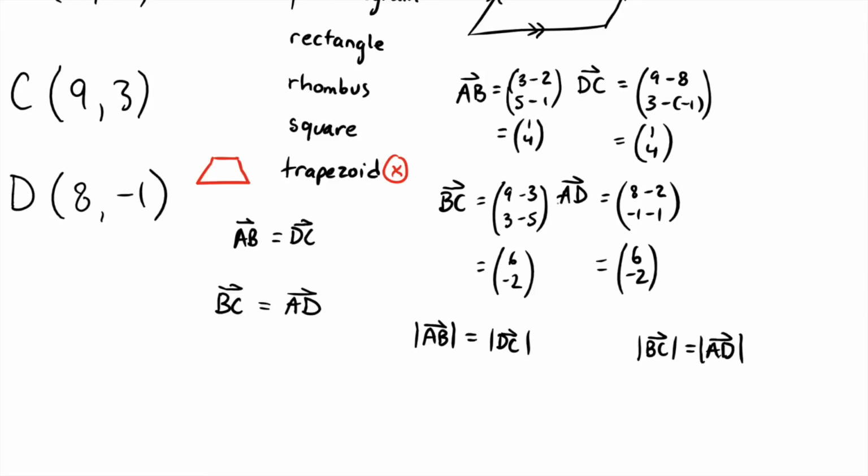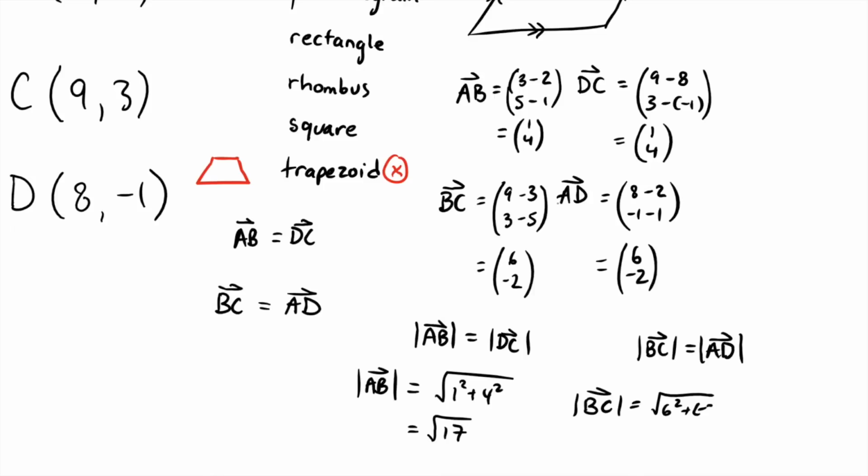So the magnitude of AB is going to be equal to the square root of 1 squared plus 4 squared, which is equal to root 17. And the magnitude of BC is going to be equal to the square root of 6 squared plus negative 2 squared. And so that's the square root of 40. So I can see that one set of sides is clearly longer than the other. BC and AD are root 40. That's a much larger length than AB and DC.